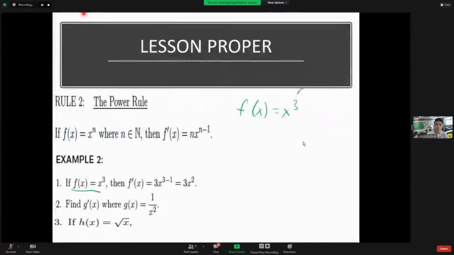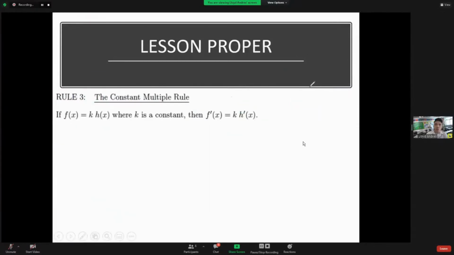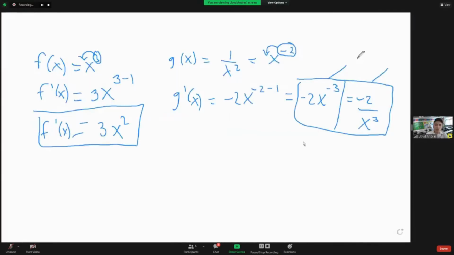The last is the square root of x. Next, h of x is equivalent to the square root of x, and we are asked to solve for the derivative of h of x. Again, we need this in exponent form. And we all know from grade 9 that the square root of x is just equivalent to x exponent 1/2. So h is x to the 1/2.